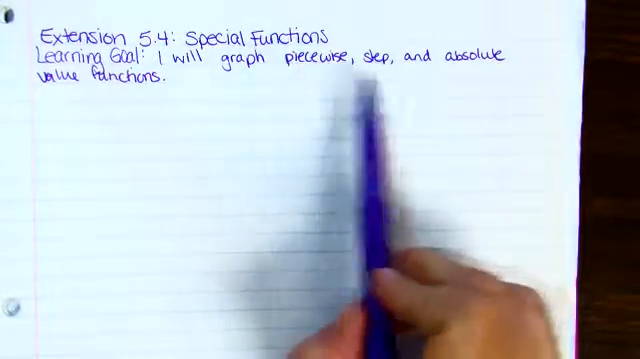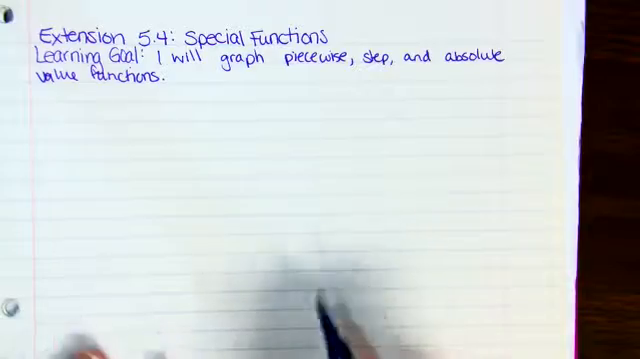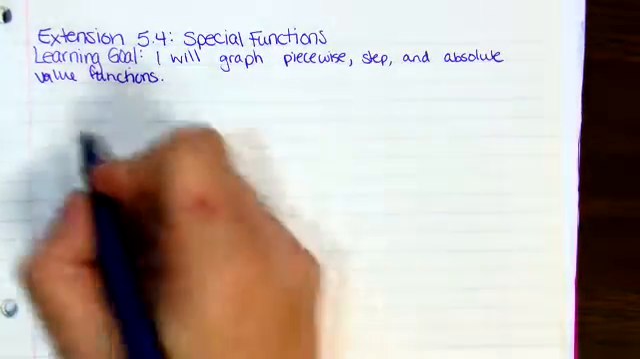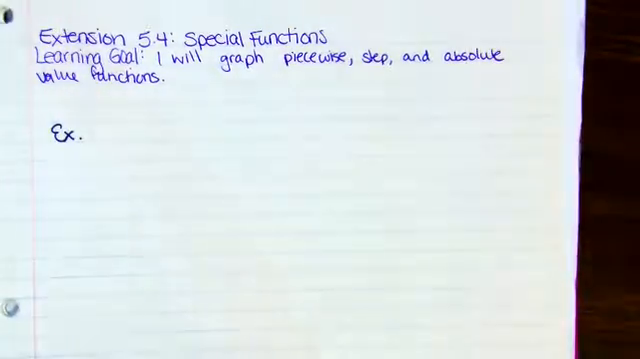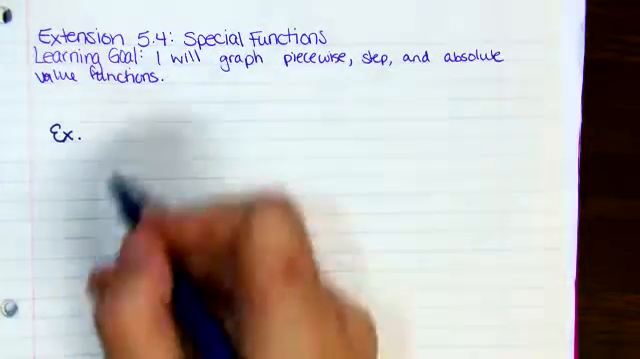So like I said, piecewise, step, and absolute value functions, those are all related to linear functions, but they each have a little something to them to make them a little bit different. So starting off, we're going to talk about piecewise functions. And a piecewise function is basically combining two functions into one.